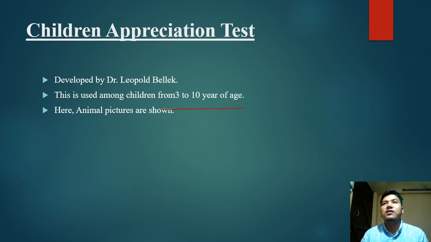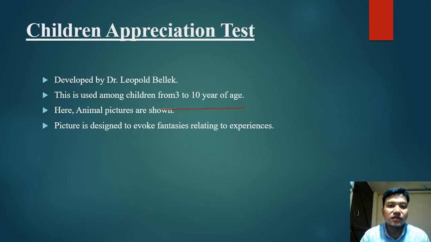For example, they may provide the children a picture of a cat and a rat. So looking at the picture, the children will automatically say, oh, this picture is from Tom and Jerry, which earlier he or she might have watched. That is why it is said the pictures are designed to evoke fantasies relating to experiences. Then the child interprets accordingly.